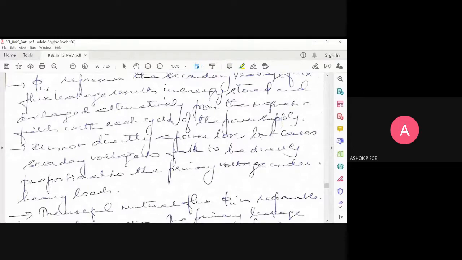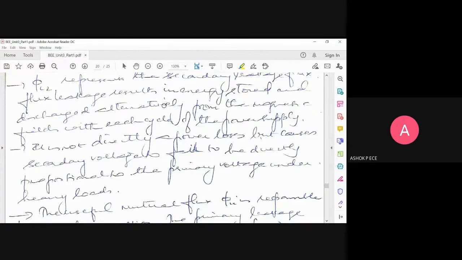So it is not a direct power loss, but it causes the secondary voltage to not be directly proportional to the primary voltage. So you know that secondary voltage is proportional to primary voltage, right? So V1 by V2 equal to N1 by N2, we know. So V1 equal to N1 by N2 into V2. So you know N1 by N2 is constant. So V1 is proportional to V2.